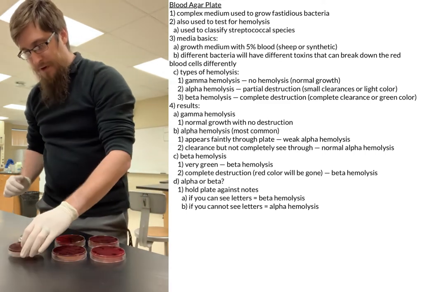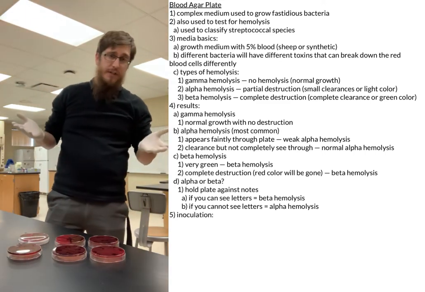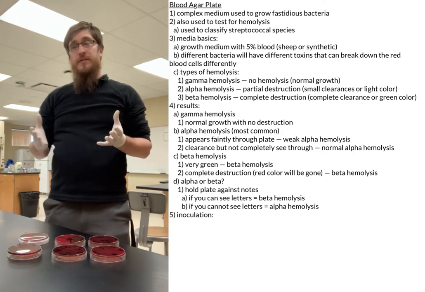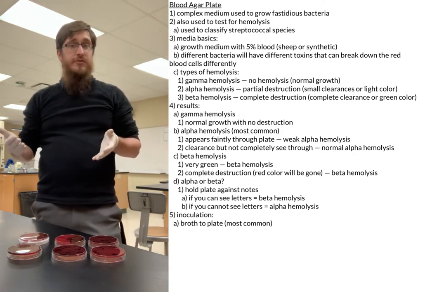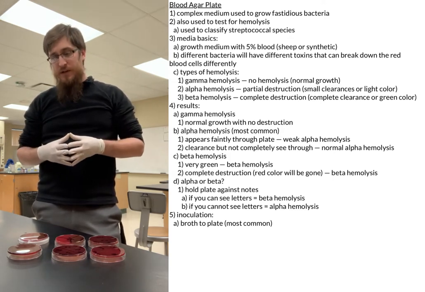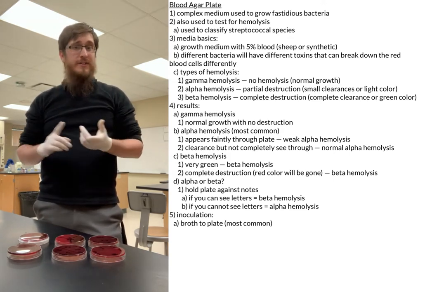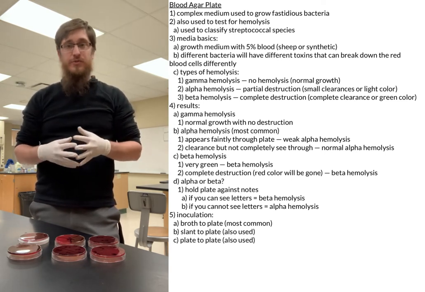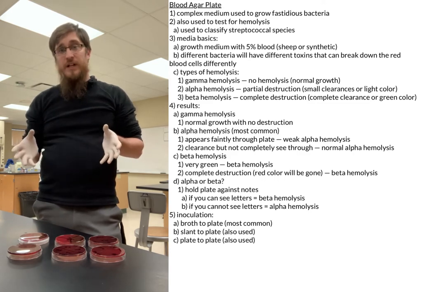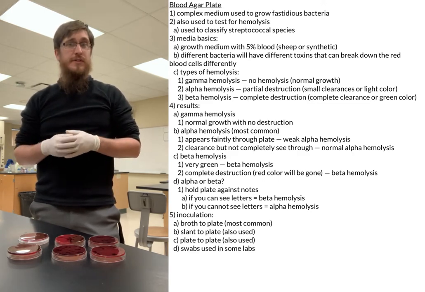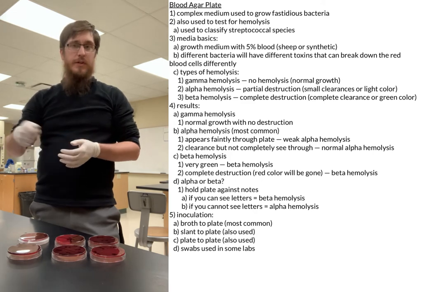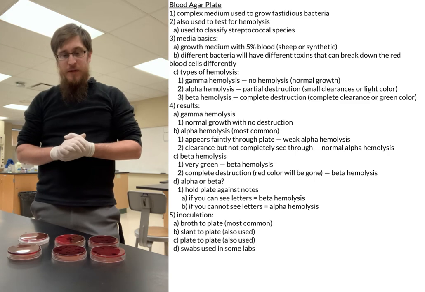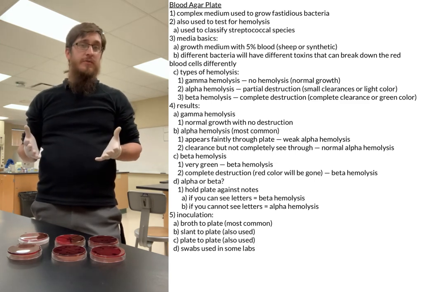Now, with the results out of the way, in terms of inoculation, the way that we're going to inoculate these is probably just a broth-to-plate transfer. That's what we do most commonly. If you have your sample on a slant or on a plate, you can do a slant-to-plate or a plate-to-plate transfer. For some of our labs, we might even use swabs, like a throat swab or a nasal swab, and we will then inoculate with those swabs. It really just depends on what lab we're doing. But that should cover what we need to know for the blood agar plate.